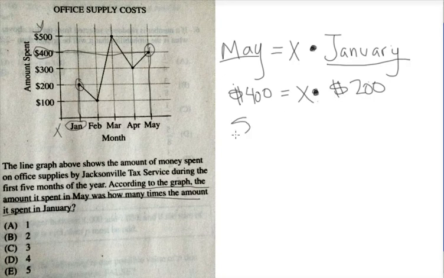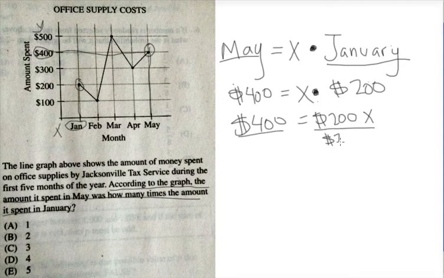In fact, let's write this in a simpler way. So let's say we have $400 equals x times 200. The traditional or standard way to write that would be $200x, because you always put your coefficient or your number in front of your variable. So now if we're trying to isolate the variable x, I can divide both sides by $200 because $200 divided by $200 is 1, leaving x all by itself.